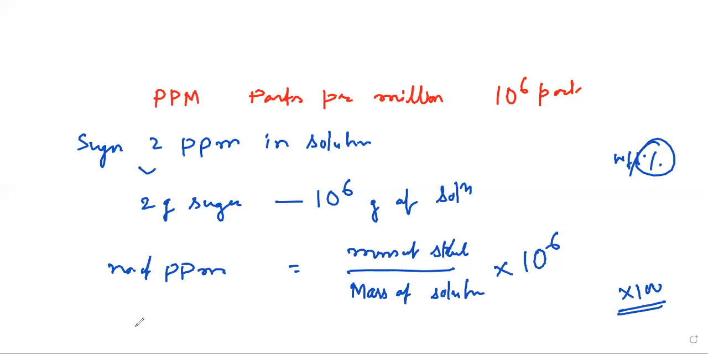One question: oxygen is dissolved in water as 8 into 10 to the power minus 4 gram of oxygen in 100 gram of water. I have to find parts per million. Ma'am, 8 ppm. Okay.